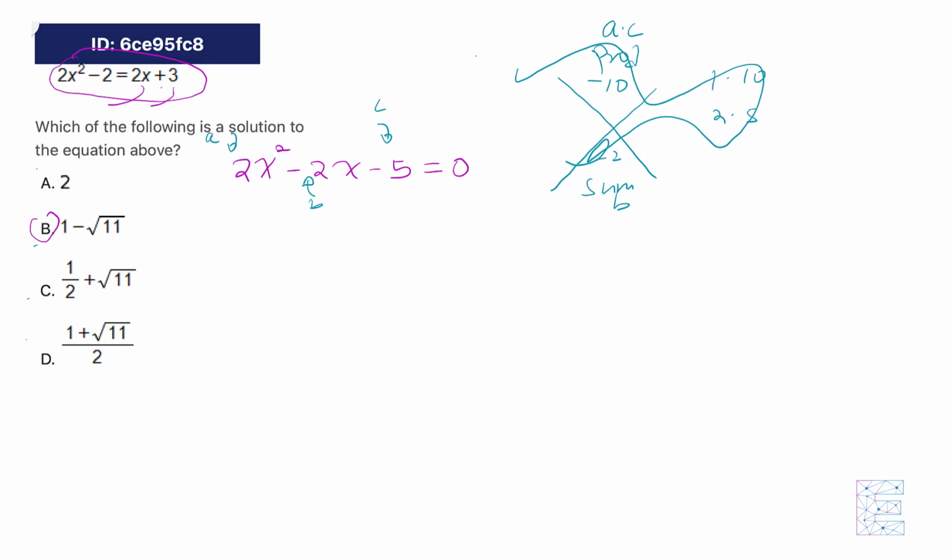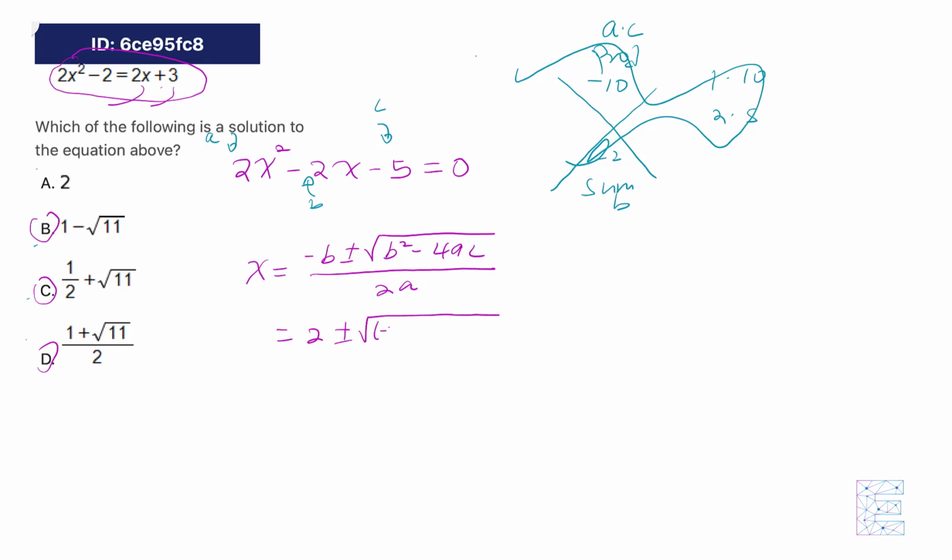And glancing at the answers B, C, and D, it clues us in on wanting to use the quadratic formula. x equals negative b plus or minus the square root of b squared minus 4ac, all of this divided by 2a. Now we know a, b, and c, so let's go ahead and plug those in. Negative 2 becomes a 2, plus or minus the square root of negative 2 squared minus 4 times 2 times negative 5. All of this divided by 2 times 2.